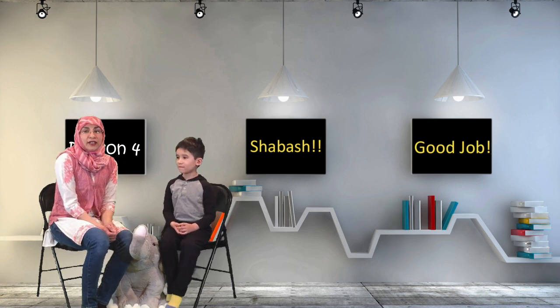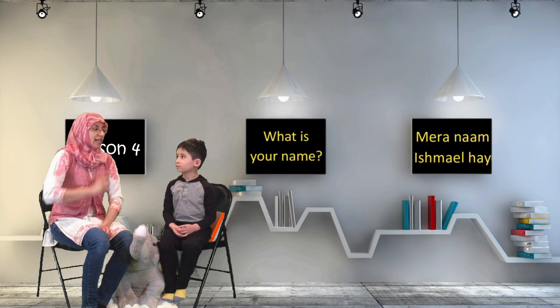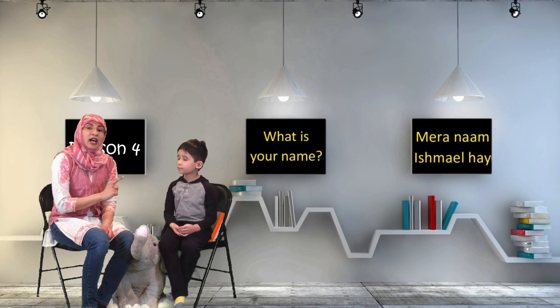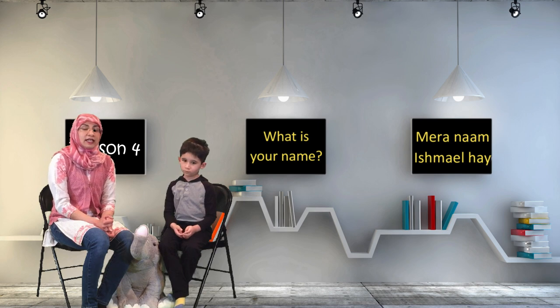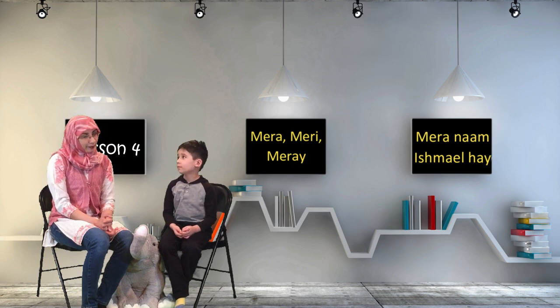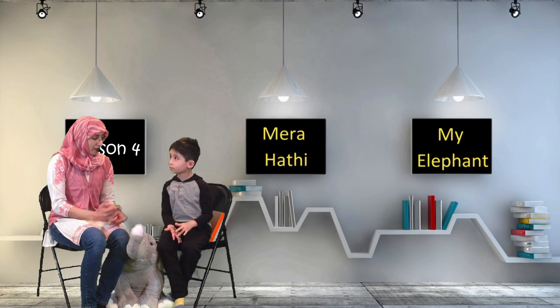So, Mera naam Ishmael hai. What is your name? Let's do it one last time. What is your name? Mera naam Ishmael hai. My name, naam is name, is Ishmael. Right? Mera. Meri. Mere. Mine. Different ways to say it.